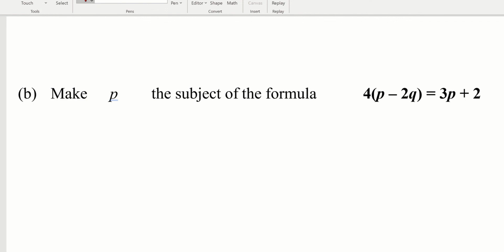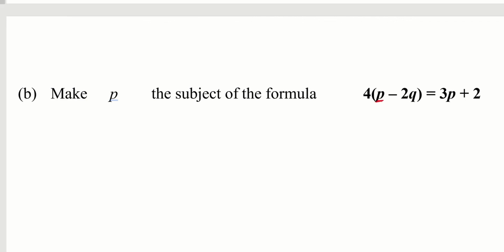This one I want to go through in a bit more depth, just because we need to make P the subject and there's two different P's, which can be a bit confusing. So the first thing I would do is say, I don't like these brackets, I'm going to expand the brackets. Now I'm left with what we call a both sides equation, where there's our letter we need to rearrange for on both sides. So I want to get both of those on the same side of this equation.